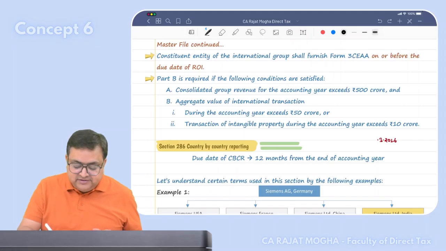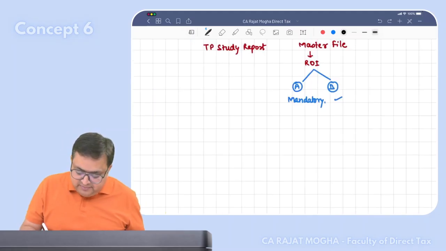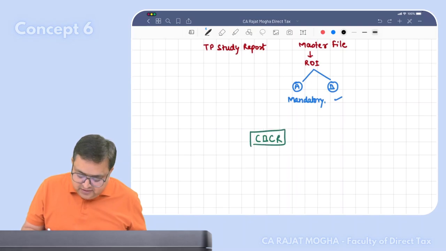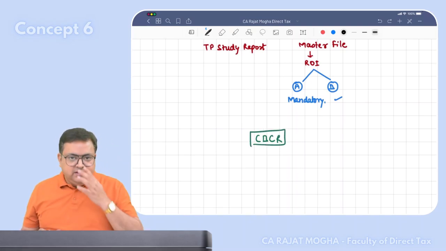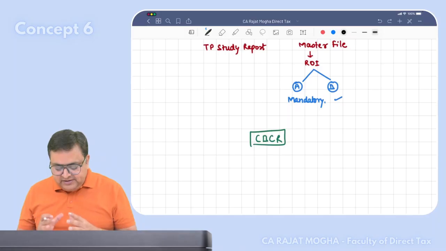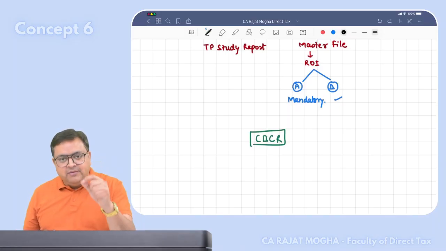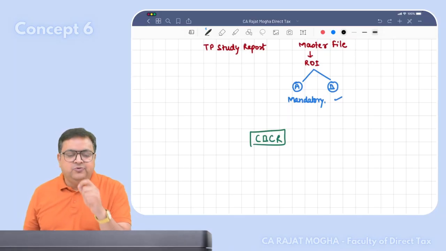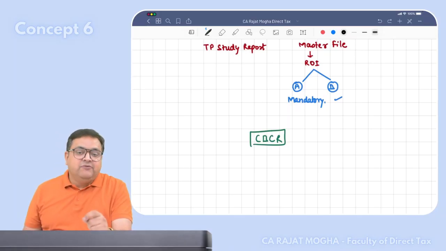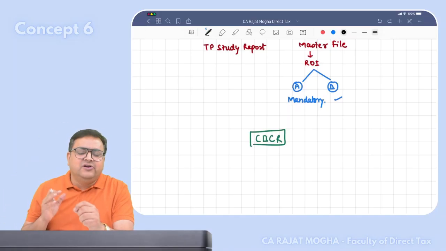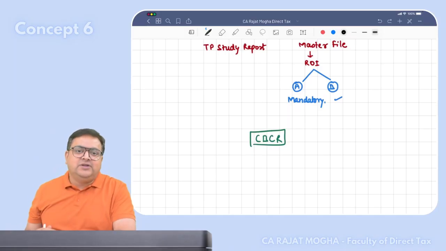CBCR. You might have heard this name, CBCR. See, country by country reporting, CBCR. So actually what the OECD BEPS action plan has said is that we want information. We want information not only about the taxpayer who is there in the country, but we need information for the entire international group. Why do they need it for the entire international group?